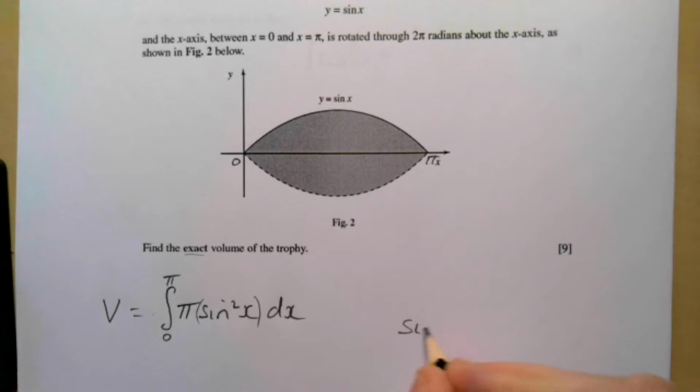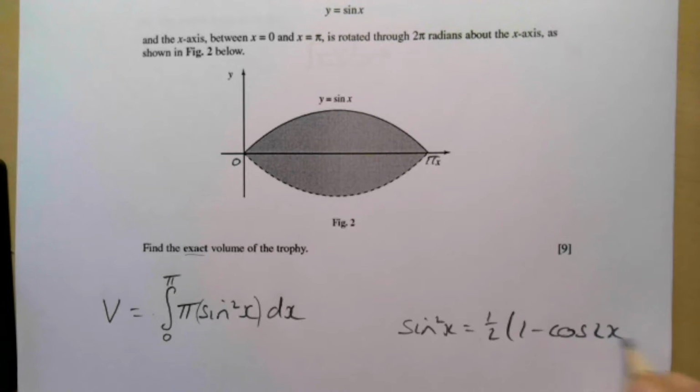So over to the side, I know that sine squared x is equal to a half upon 1 minus cos 2x. Not to go on too much about this, but integrating powers of sine and cos and tan is really tricky, so we need to try and get rid of it and write it in as a double angle or something like that.